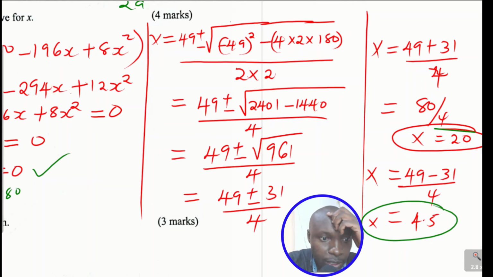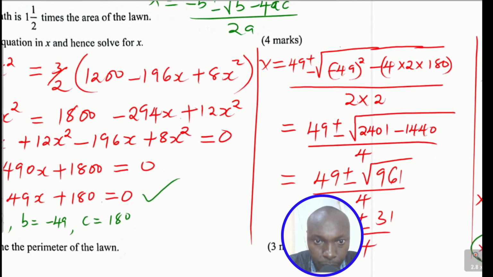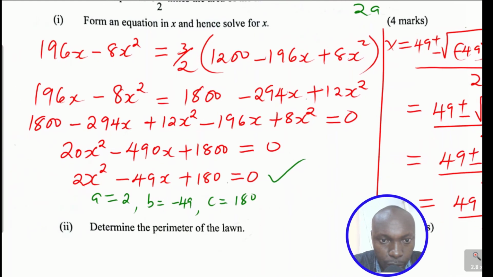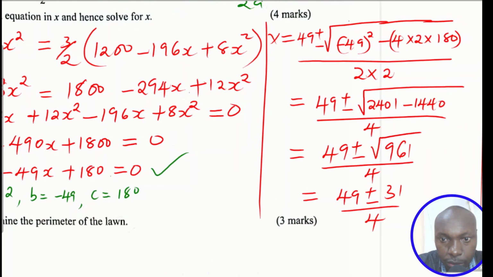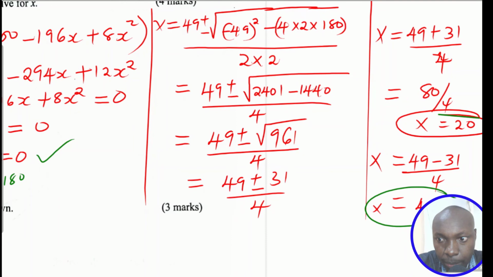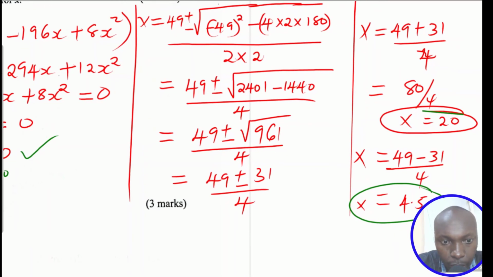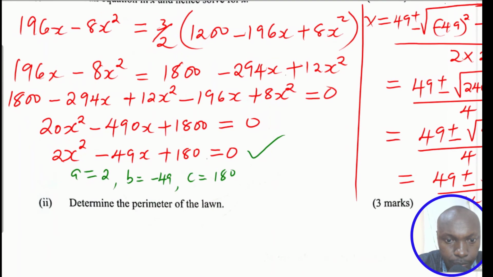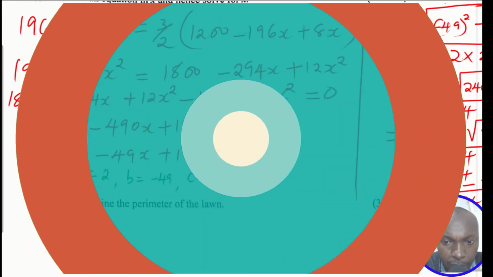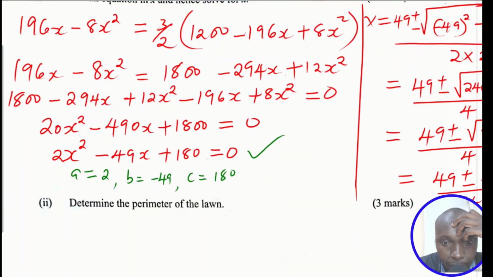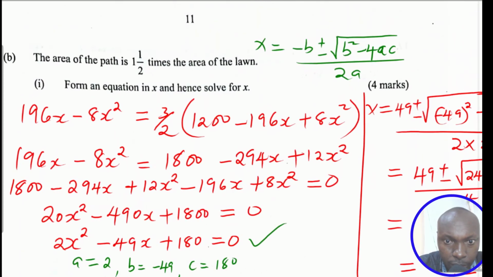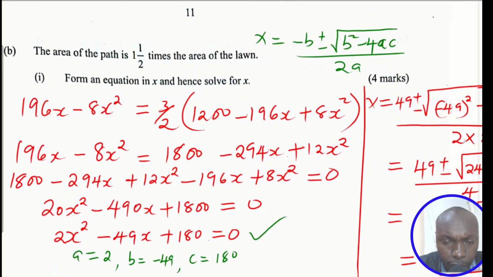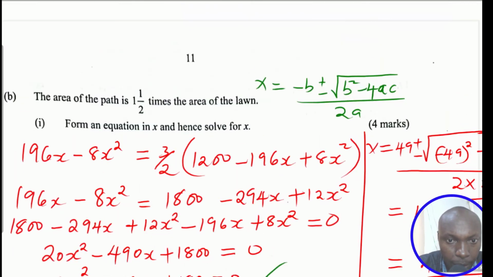So that is how you solve that, by simply forming the equation and solving the quadratic equation using the quadratic formula. So that is how you're supposed to do the second part of the question. Now the last part of the question is determine the perimeter of the lawn. What we've just obtained is the value of x, which will be very important in giving us the perimeter of the lawn.